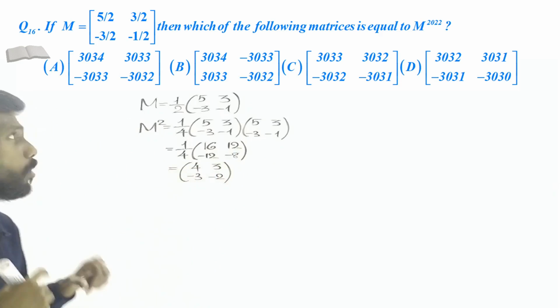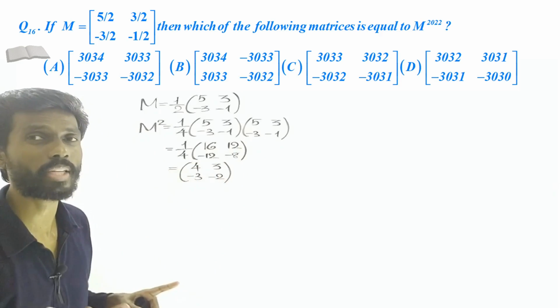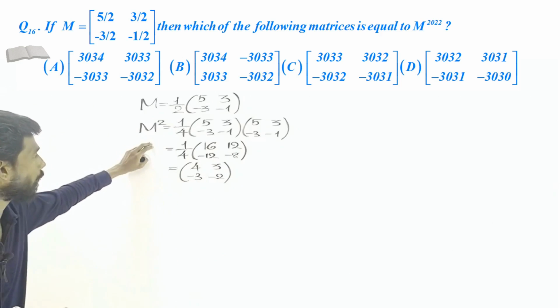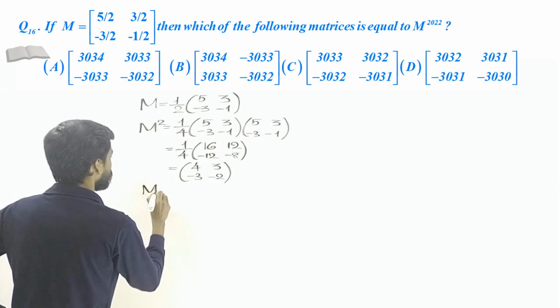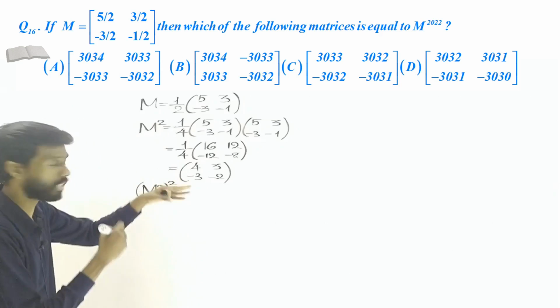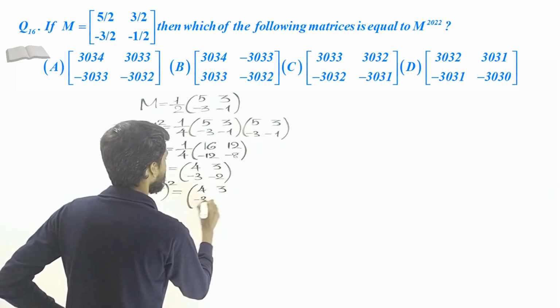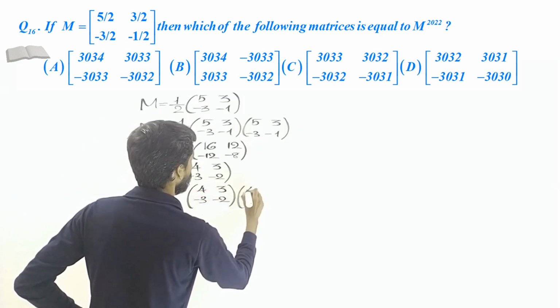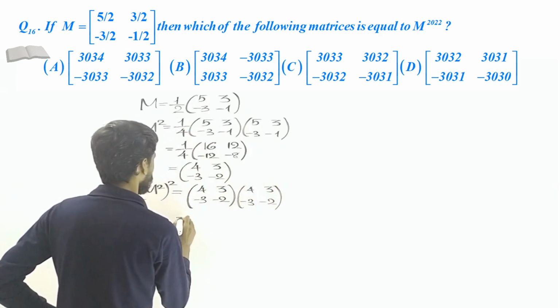Now M squared to the power 1011, that's what we have to find, since M to the power 2022 is M squared to the power 1011. M squared to the power 1 is known. Now what do you do? You square this, M squared the whole squared, which means it is multiplied 2 times: 4, 3, minus 3, minus 2 and 4, 3, minus 3, minus 2. Let's see what you get.